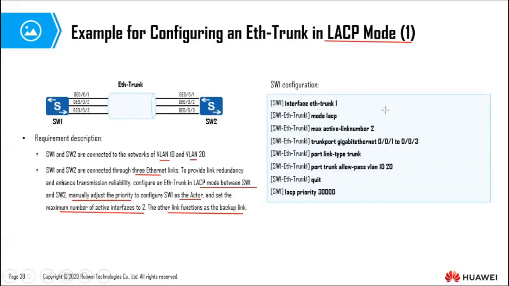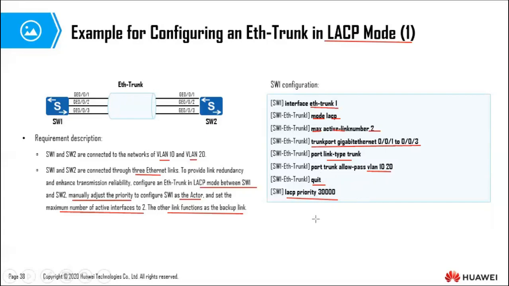scenario. So how to do it? You create the Ethernet trunk using that command, then use the command mode LACP because we want to use LACP. Then max active link number, we want 2. Then you add the respective links from 1 to 3 there to the Ethernet trunk. Then port link type trunk because the interconnecting switches allow pass VLAN 10 and 20. Then you quit. Then you configure the LACP priority. It can be any integer.